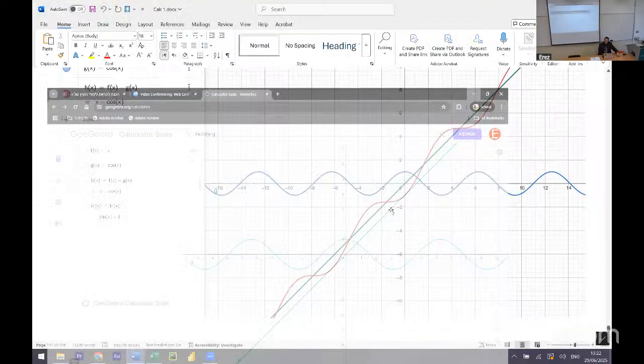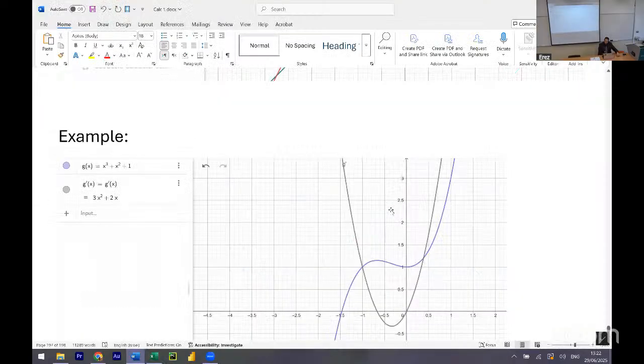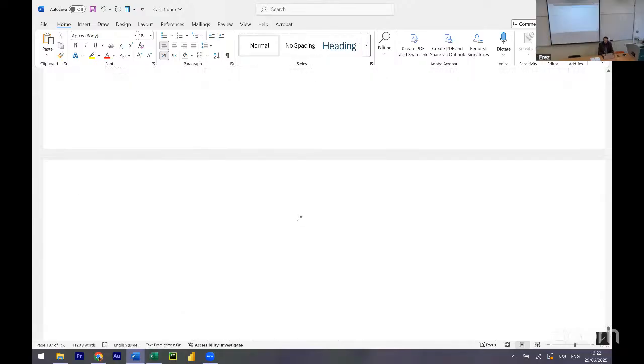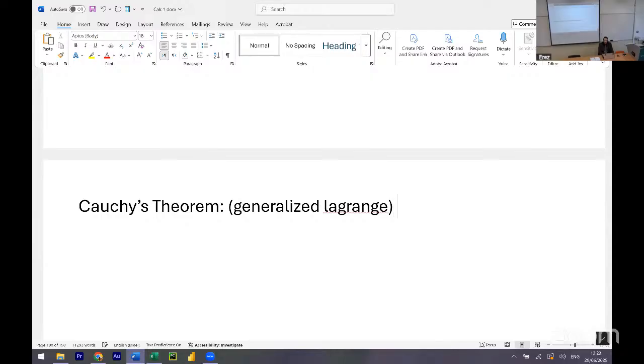Lastly, in the theorem section of the course, Cauchy theorem. Cauchy theorem always comes back to pandas. It's also generalized Lagrange, not abstract, generalized. And it says as follows.